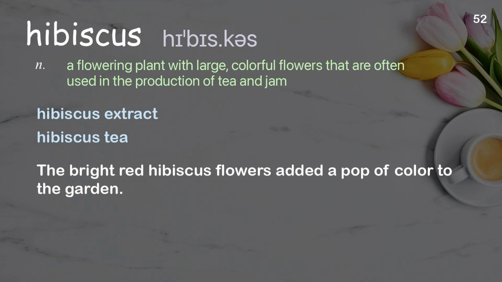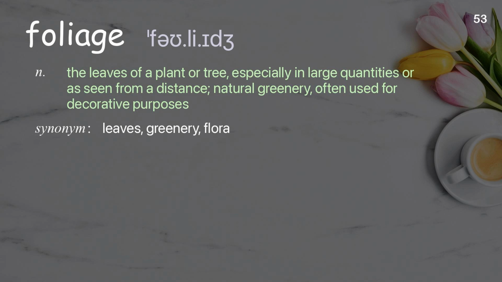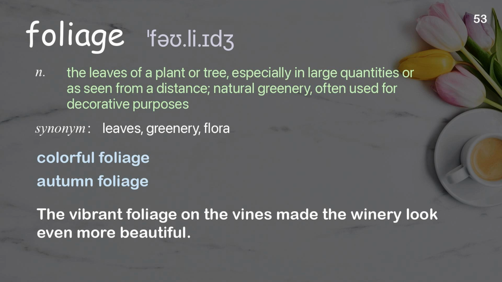Foliage. The leaves of a plant or tree, especially in large quantities or as seen from a distance, natural greenery, often used for decorative purposes. Examples: colorful foliage, autumn foliage. The vibrant foliage on the vines made the winery look even more beautiful.